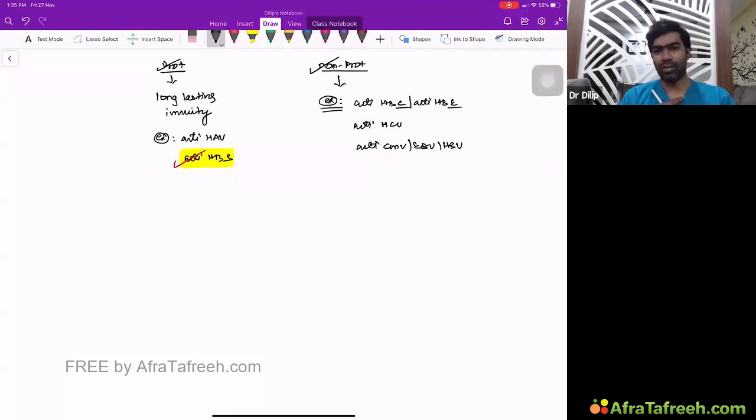They help us in diagnosis, but they don't help the individual. They don't protect the individual from infection. Still, the infection will be there. So that's what is very important to know. So these are non-protective antibodies.